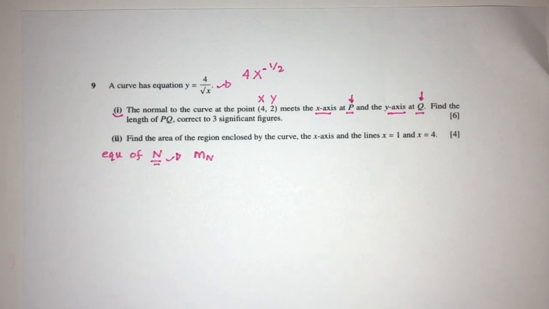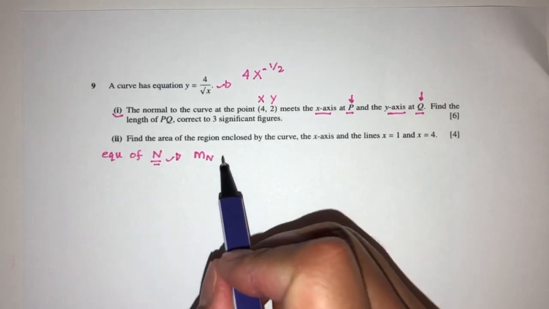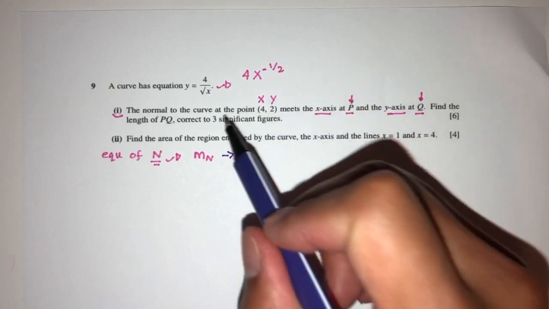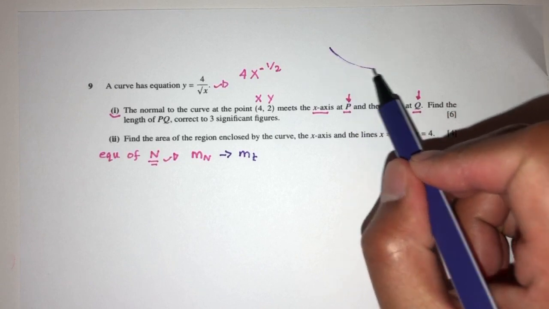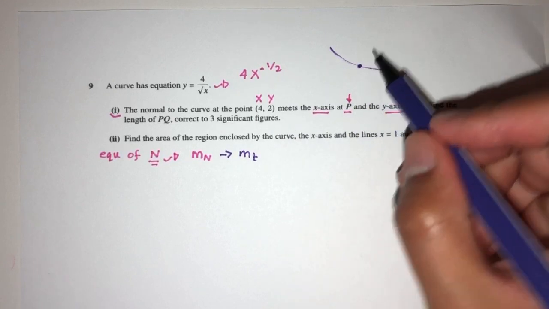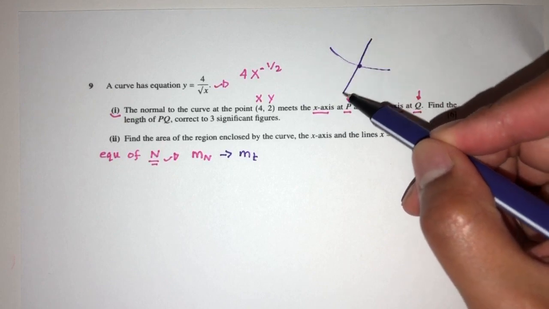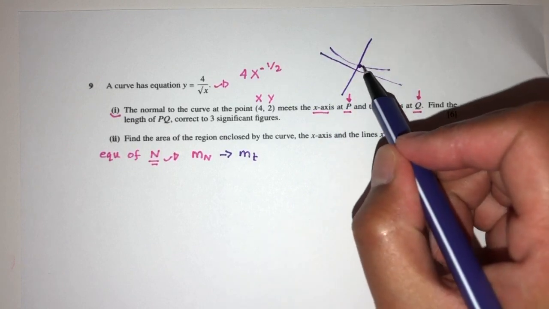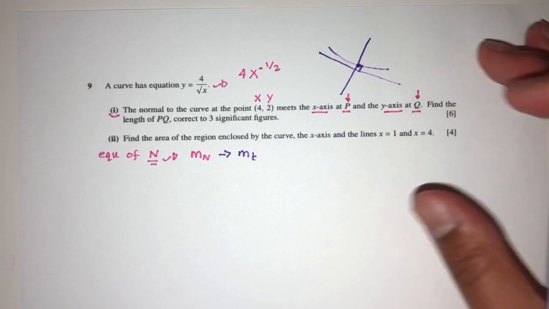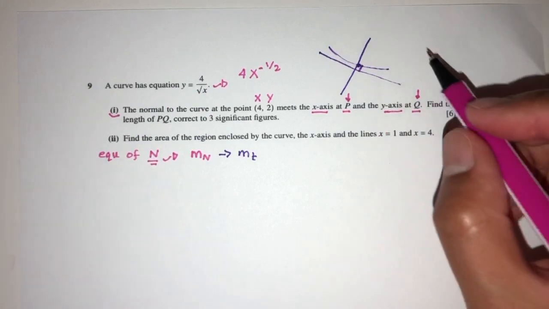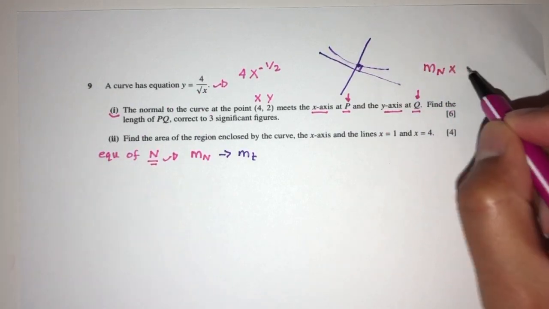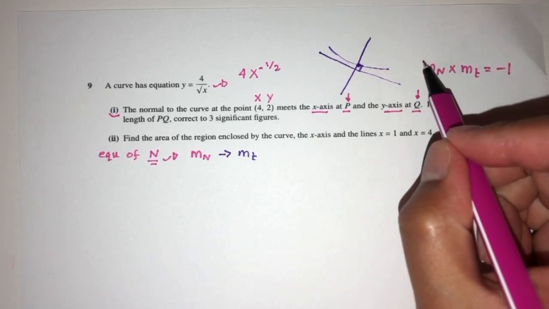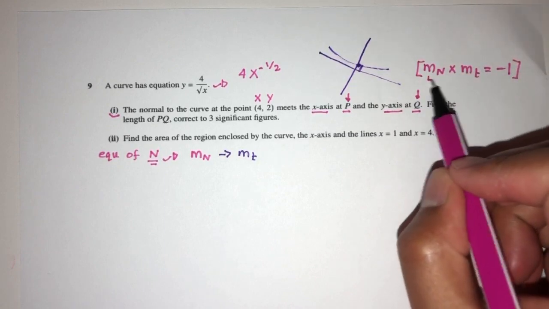Now we understand the normal is a straight line, so we have to find the gradient of the normal. As always, the gradient of the normal and the gradient of the tangent are related. For example, here we have a curve, let's say in this shape, and the point is here, (4, 2). The normal will be a line in this direction, and the tangent will be a line at 90 degrees to it. I don't think it's a good drawing, but you get the idea. So the gradient of normal multiplied by the gradient of tangent has to be minus 1.